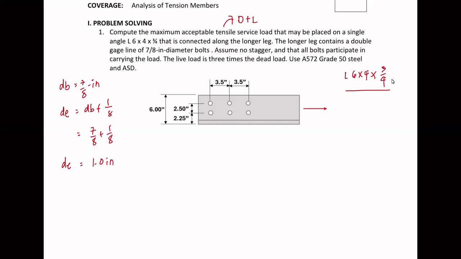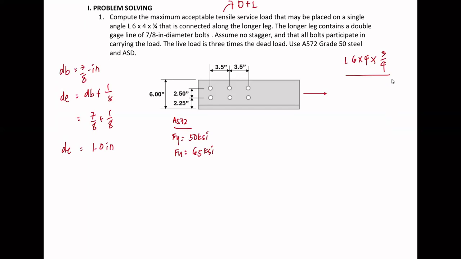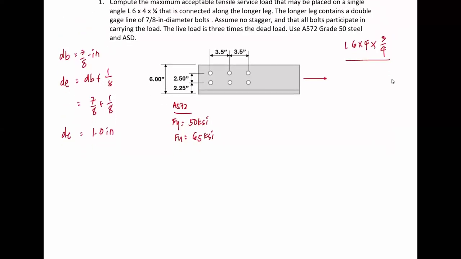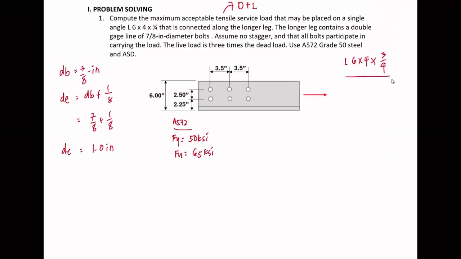We are also given our type of steel. That is A572 Grade 50, so Fy is equal to 50 ksi and Fu is 65 ksi. To get the value of our dead load and live load, we need to get the capacity of our section. Based on our discussion so far, we have two limit states to consider, which are GSY and NSR.